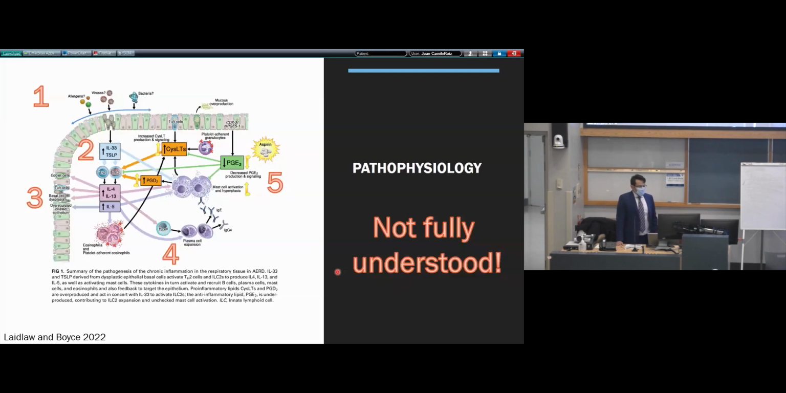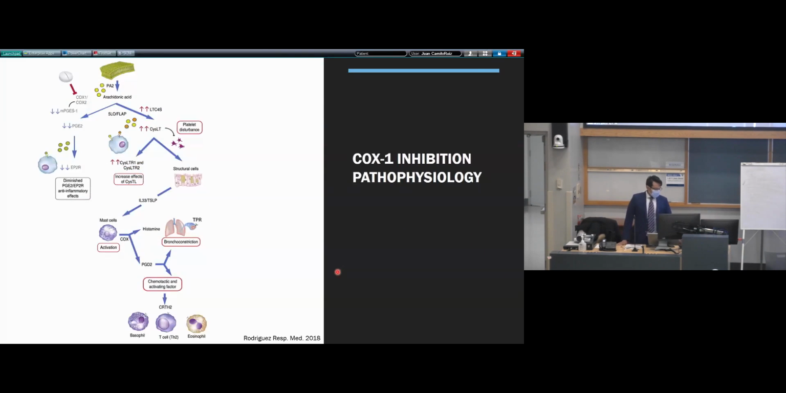Now, in terms of the other deregulation, there's deregulation in the arachidonic acid metabolism, which we'll explore on the next slide. So one of the main things that is seen in NERD patients is that they have increased activation of 5-lipoxygenase activity and increased activity of leukotriene LTC4 synthase, which results in increased release of cysteinyl leukotrienes, which are inflammatory leukotrienes that lead to bronchospasms, increased mucus, and increased congestion.